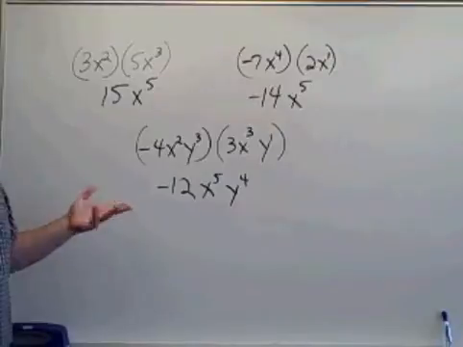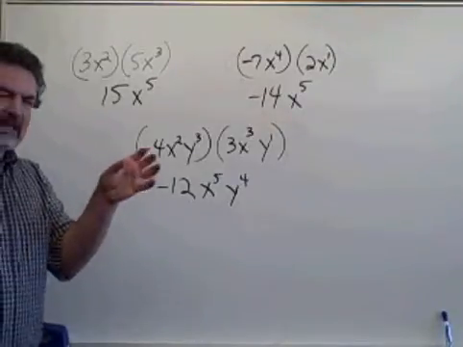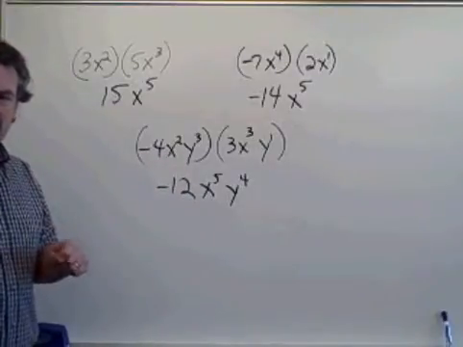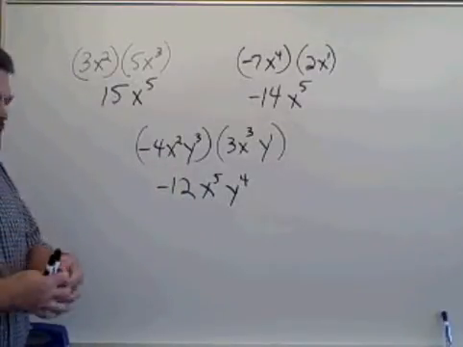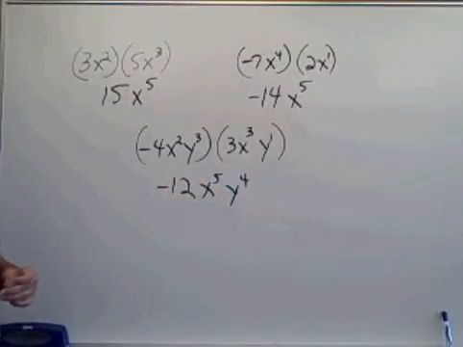And multiplication of terms is relatively simple as long as you remember to think about how many of the variable you have based upon the exponent, and then add all those together to tell you what the exponent is to put on the variable in the answer.